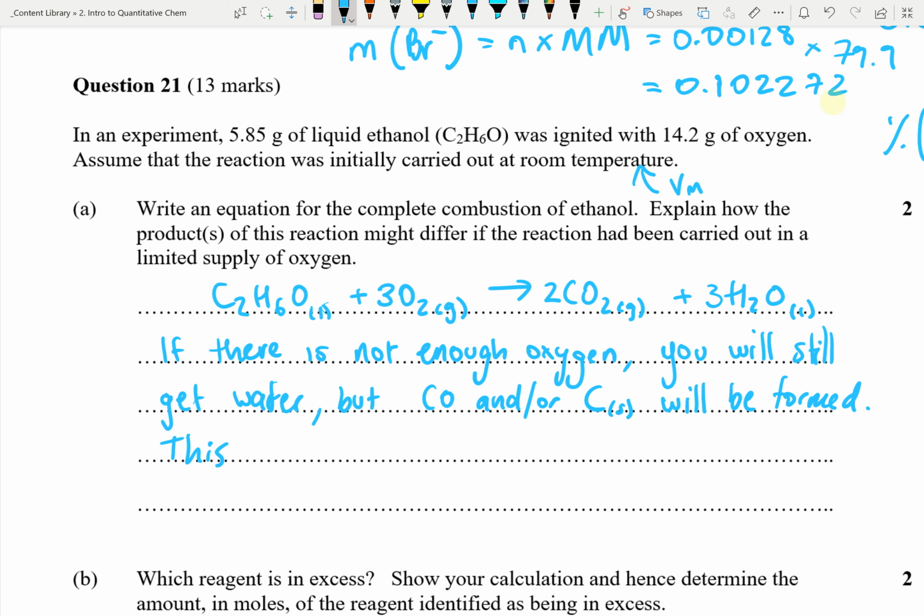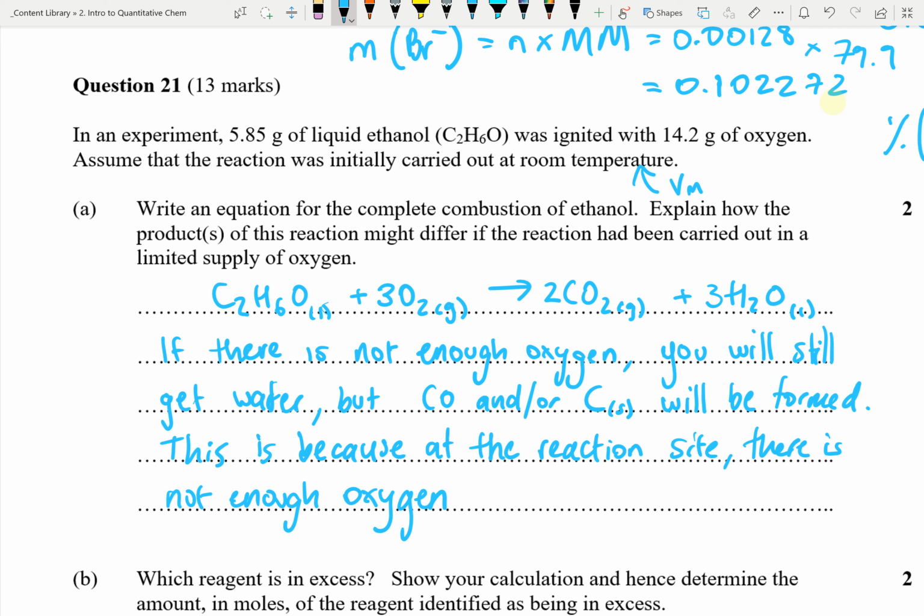This is because at the reaction site, there are not enough oxygen particles present for the 1:3 ratio needed for complete combustion.